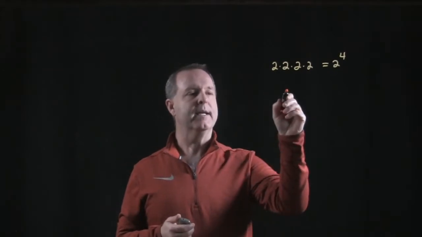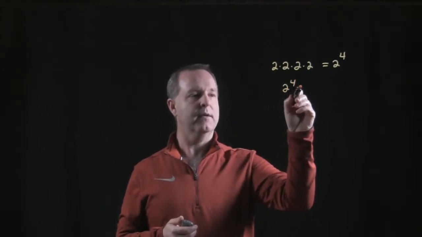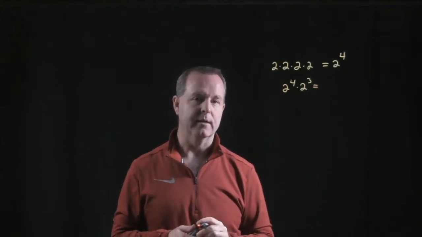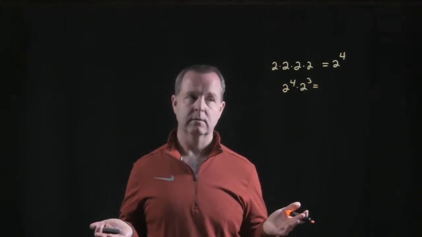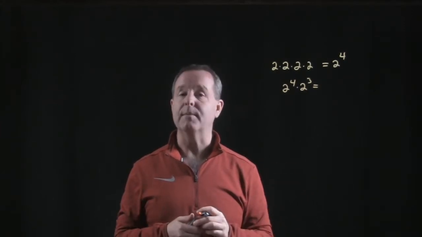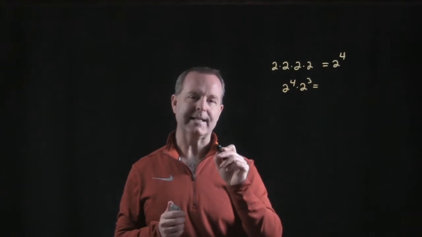What would happen then if we did 2 to the fourth times 2 to the third? What would that result be? Would it be 2 to the 12th? Would it be 2 to the 7th? Would it be 2 to the first? What would it be? Let's understand what we're being asked to do.